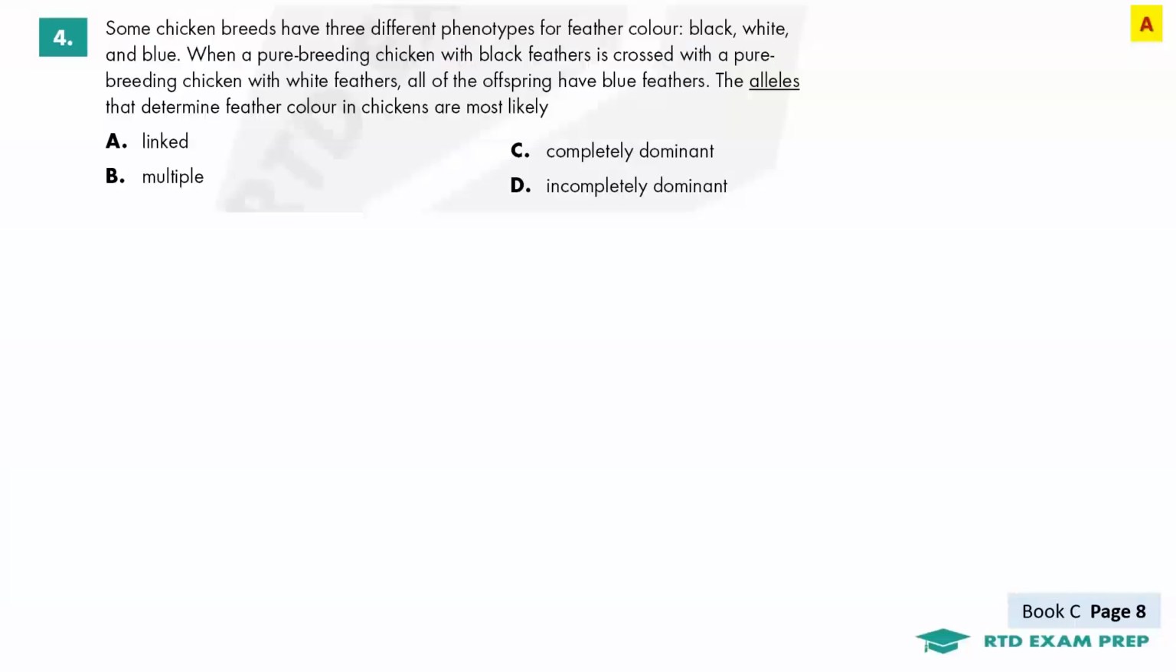Question number 4. Some chicken breeds have 3 different phenotypes. Do you remember my formula? A plus B equals C. It can be that easy on your diploma exam. A plus B plus C tells me incomplete dominance.